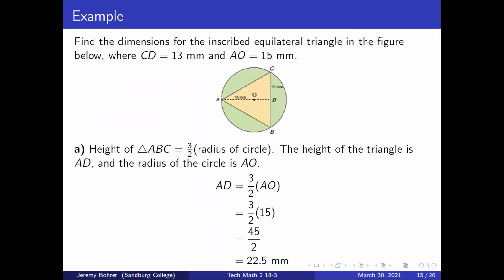Find the dimensions for the inscribed equilateral triangle in the figure below, where CD equals 13 millimeters and AO equals 15 millimeters. The height of triangle ABC is 3/2 times the radius of the circle. The height of the triangle is AD, and the radius of the circle is AO. So AD equals 3/2 times AO, which is 3/2 times 15, which is 45 divided by 2, or 22.5 millimeters.